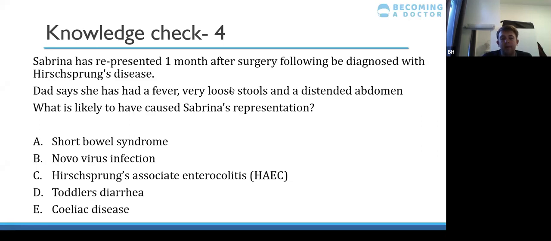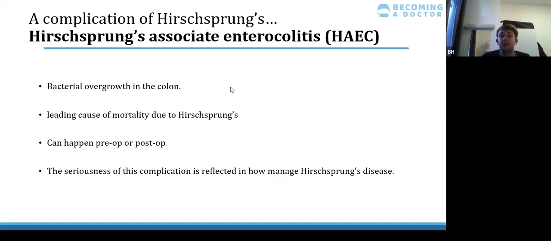Fine. So we'll have a look at the answer now. The answer is Hirschsprung's associated enterocolitis. Again, I think this is a bit niche to come up in your exams, but it's important to know about, because Hirschsprung's associated enterocolitis is the leading cause of mortality in these patients.